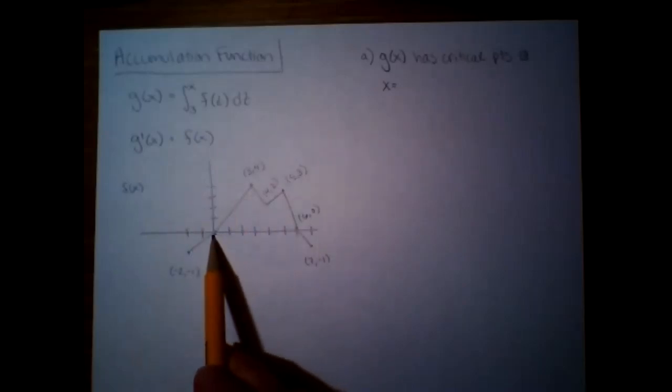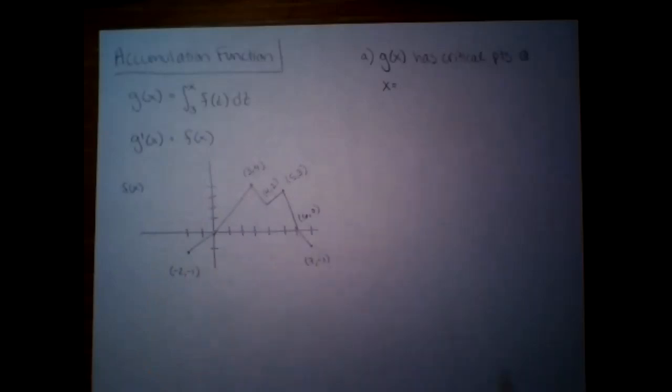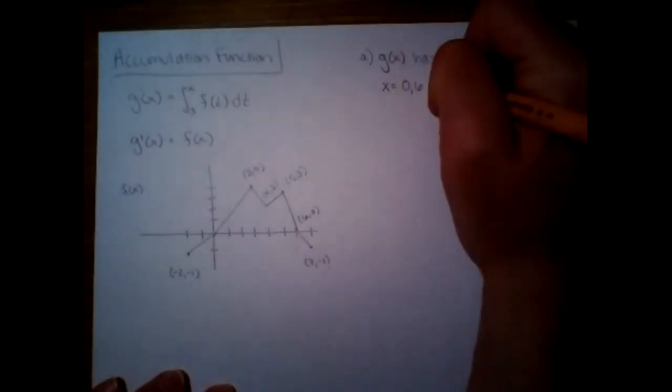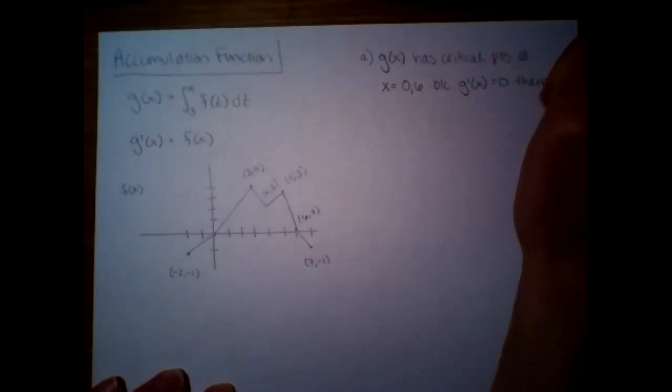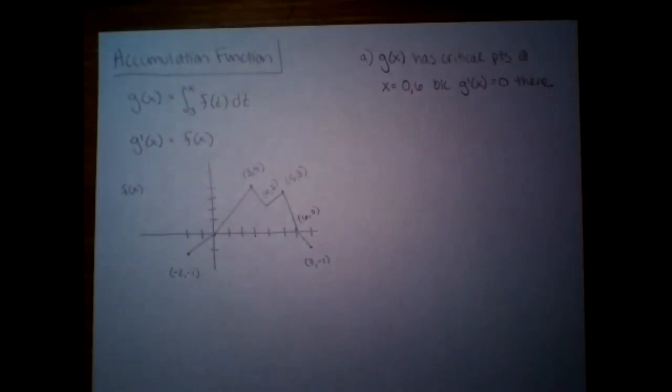Good, 0 is one of them. Nice. And good, 6. Good. x equals 0 and 6, because the derivative equals 0 there. So those are our critical points, and that's the justification.